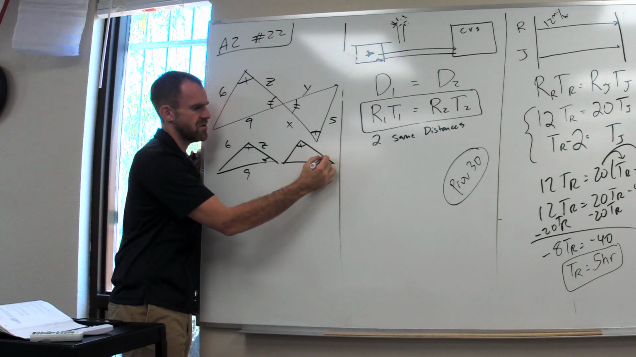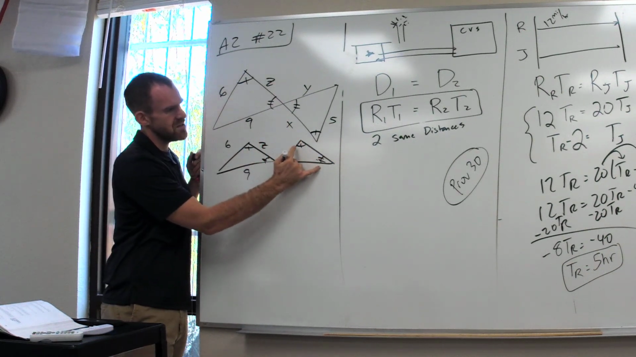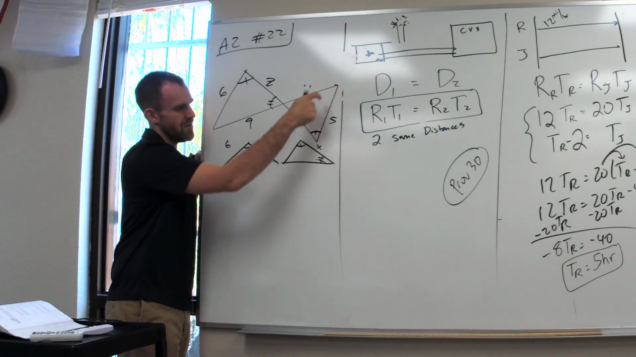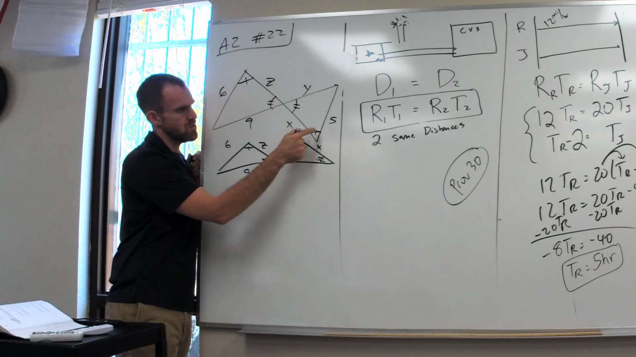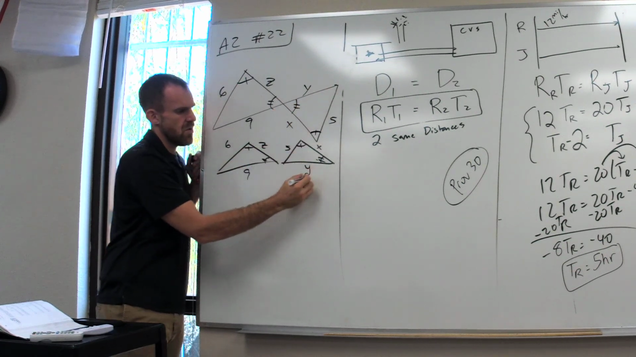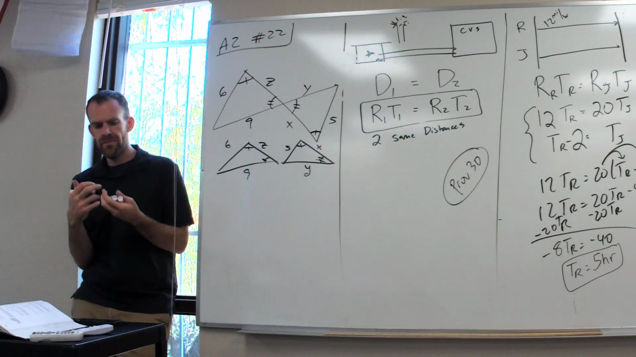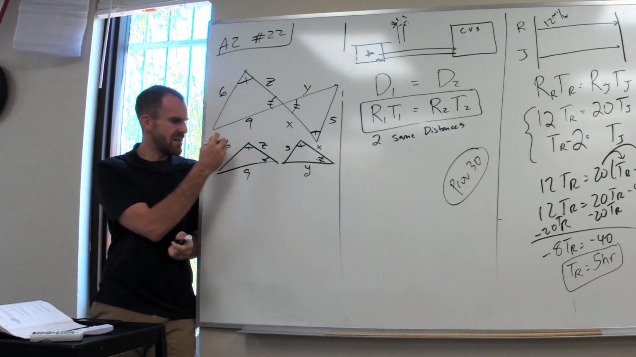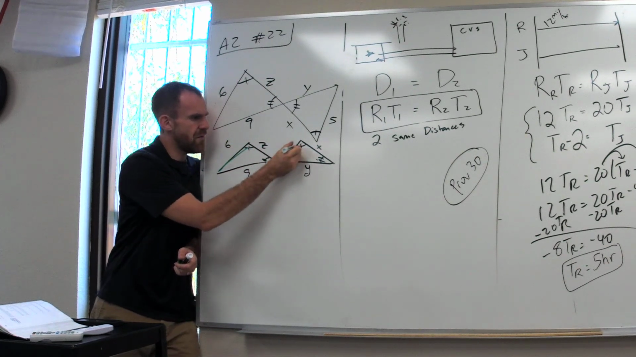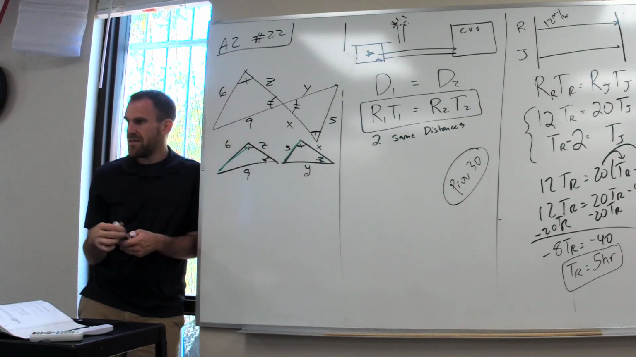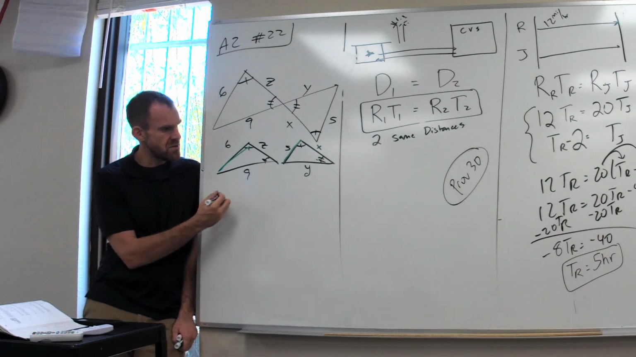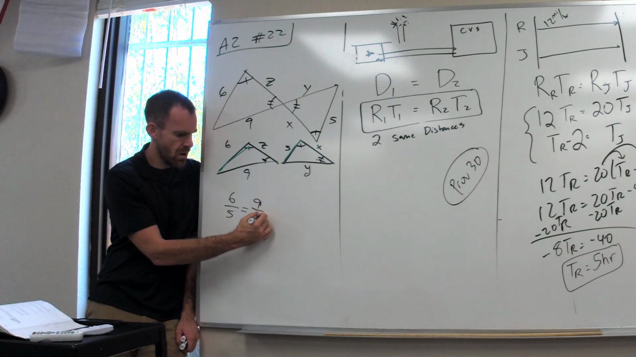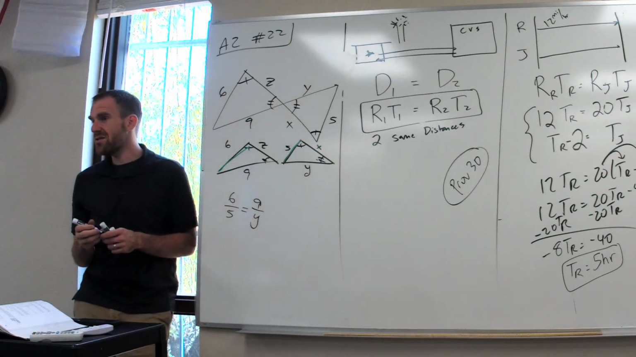So 1 is there, 2 is there. Between 1 and 2 is x. Between 1 and unknown is 5. Between 2 and unknown is y. So you flip it around, and then you can do similar triangles. Choose the two that you know the sides for, like 6 and 5, and then choose two that you don't know. So maybe 6 over 5 equals 9 over y. If you cross multiply, you can solve for y.